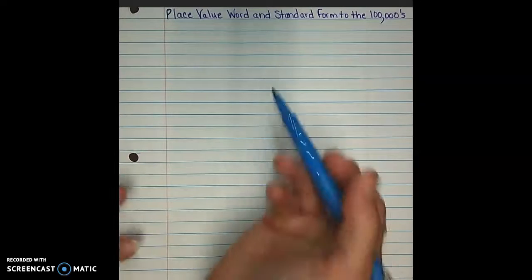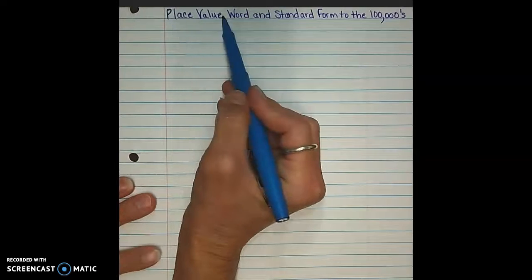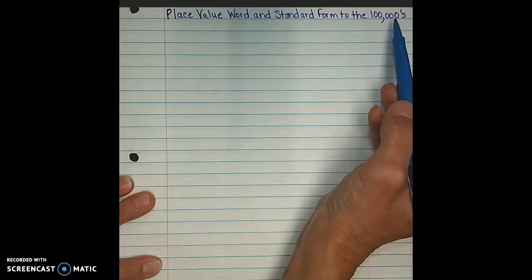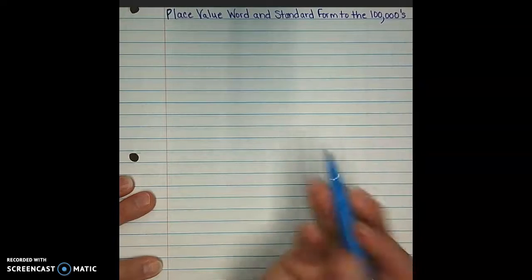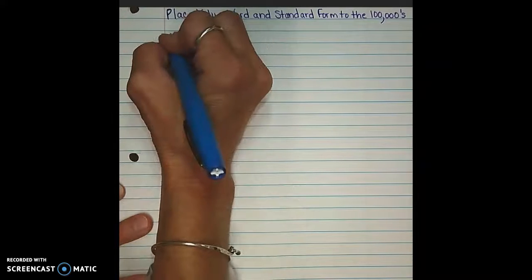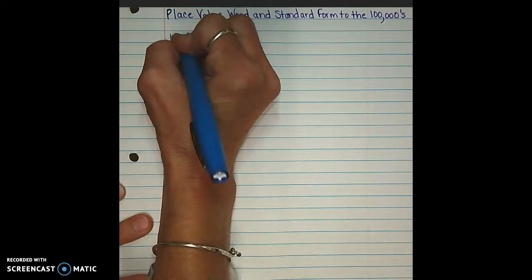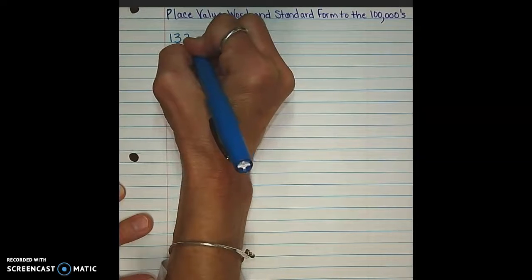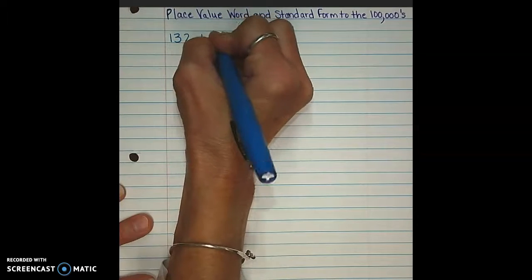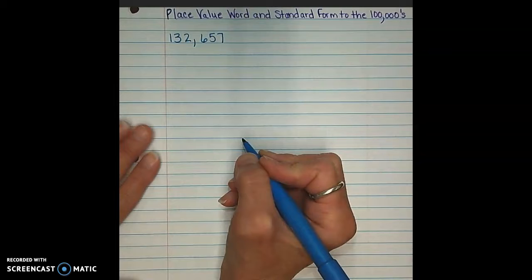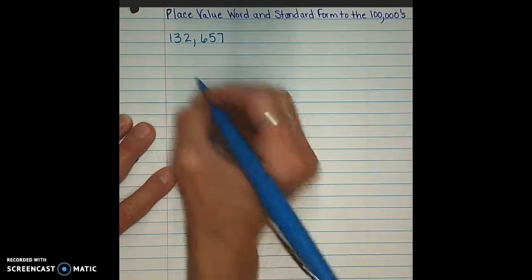Afternoon, boys and girls. Today we're going to be looking at place value, word, and standard form to the 100,000s. So the first number we're going to look at is 132,657. So I am going to go ahead and draw my place value chart.